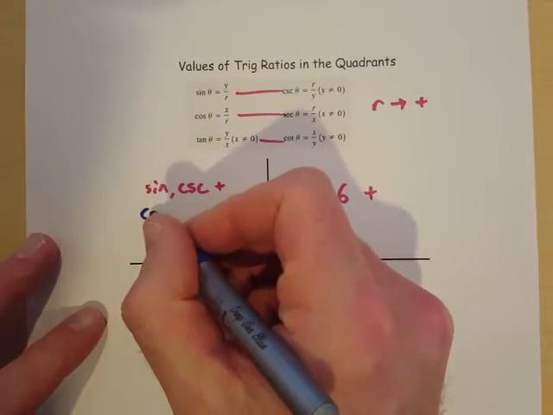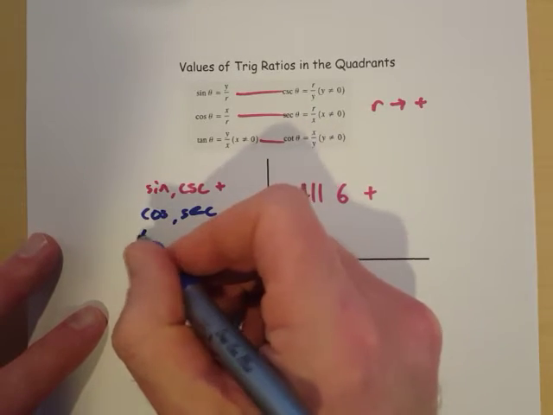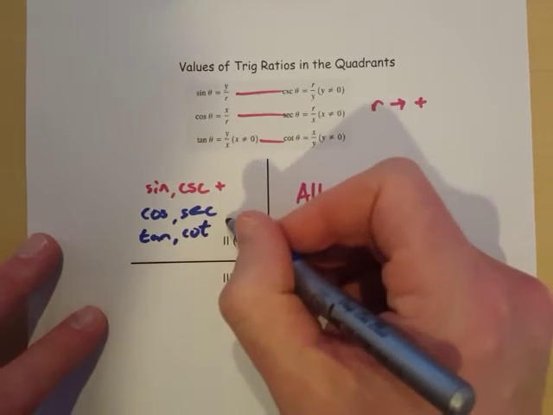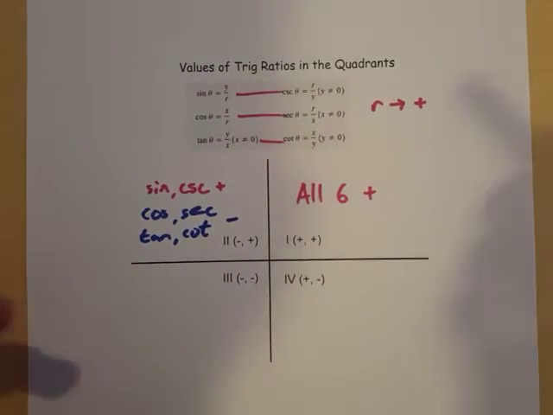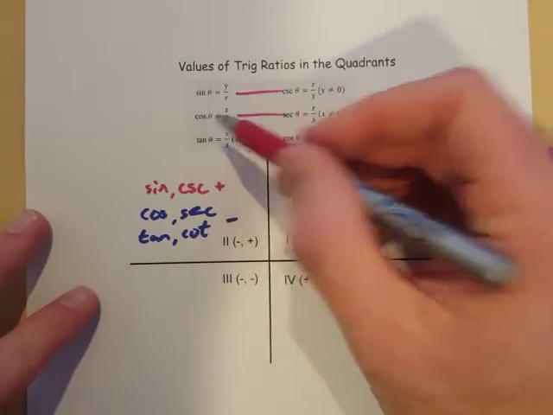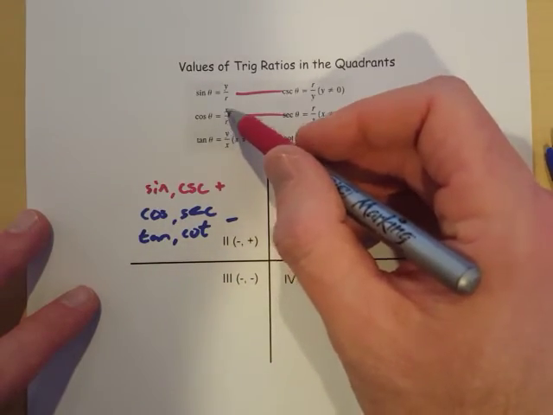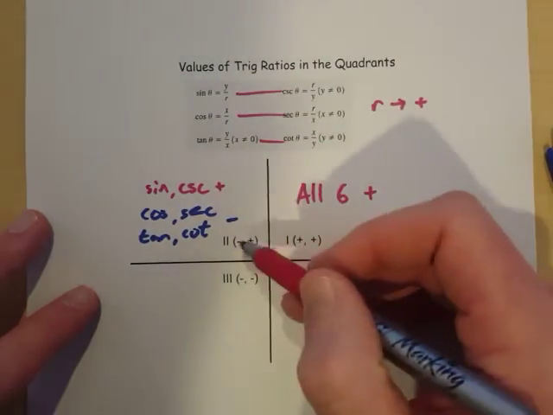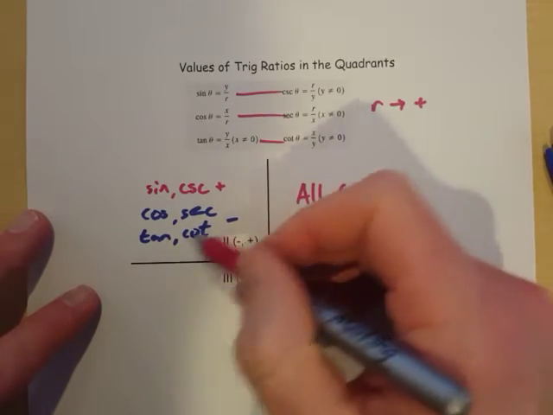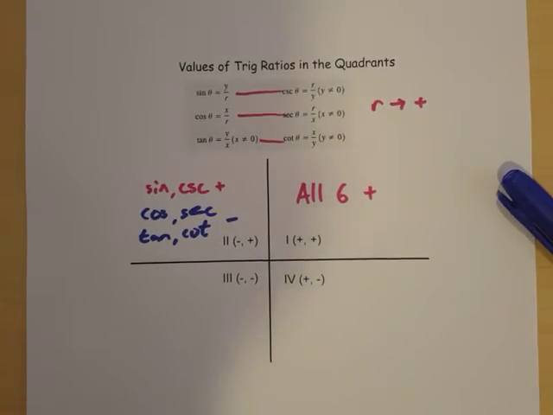All of these, tangent and cotangent, all of those are going to be negative, because just to let you know how that works, cosine, x is negative divided by r, which is positive, that makes a negative. Tangent, y is positive, x is negative, so positive over a negative makes a negative. And of course, their reciprocals are going to be the same as well.